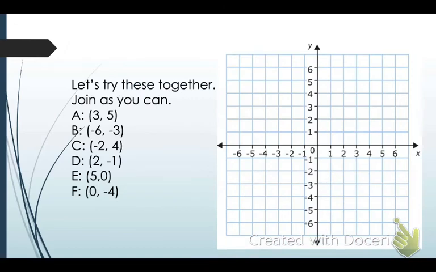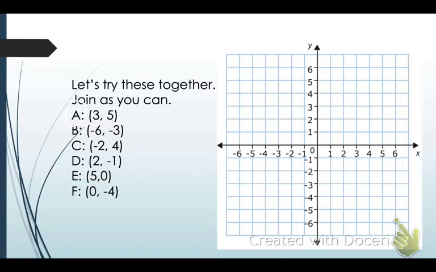All right, so you should have a half sheet of paper that you can go over this with me. I'm going to do a couple, and then I'm going to let you do a couple. So A is 3, 5. So just like you just wrote, we start at the origin. So I'm going to start right at the middle of the graph.